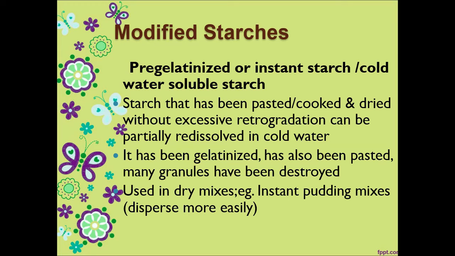Next we move on to physically modified starch, which is pre-gelatinized or instant starch or cold water soluble starch. So this is the process involving starch that has been cooked and undergone pasting and then dried, without excessive retrogradation, and then can be partially redissolved in room temperature. So means it has undergone gelatinization process, has undergone pasting process. So these modified starches are used in dry mixes, for example, instant pudding mixes, which has the ability to disperse more easily because it has been pre-gelatinized.